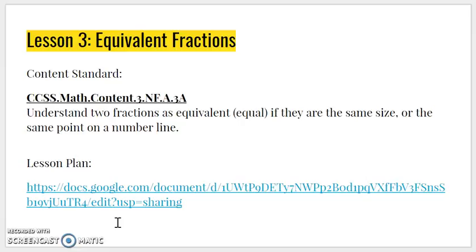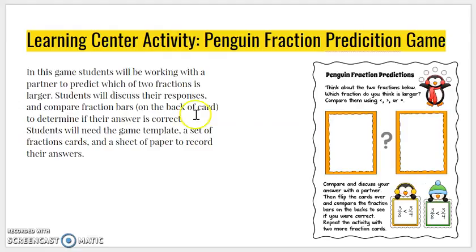This content standard will focus on students comparing fractions by whether they have the same size or are at the same point on the number line. And for the Learning Center activity, students will be playing a penguin fraction prediction game. In this game, students will be working with a partner to predict which of the 2 fractions is larger.